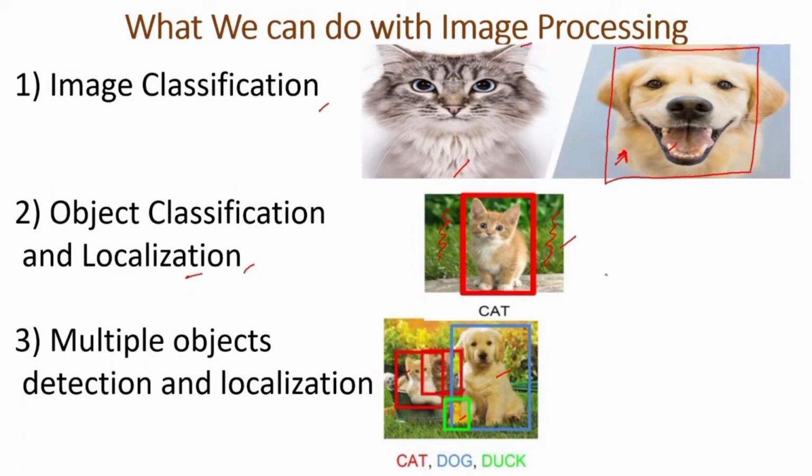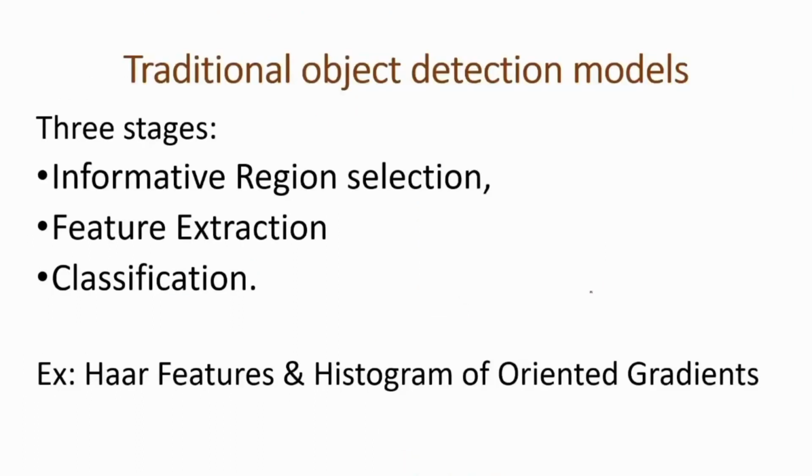In a real-time video, or a downloaded video, we can run the model on our video and it will detect which type of object it is. Earlier, we didn't have much GPU or computational resources, so we were not using deep learning, we were using machine learning at that time. The pipeline of traditional object detection models was divided into three stages.